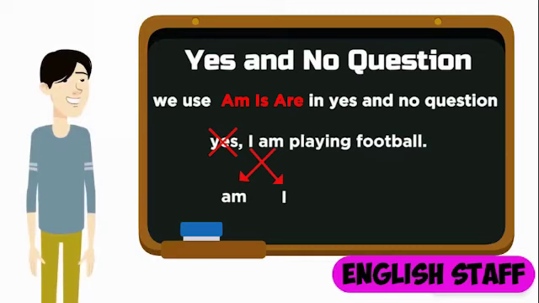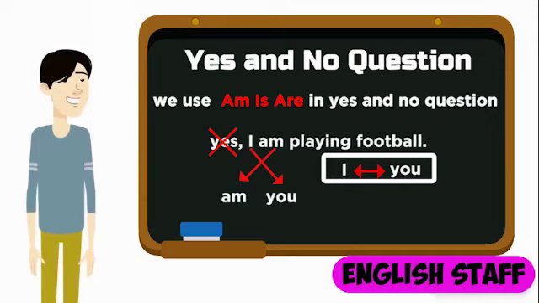Remember, when we have I in the answer, it turns to be you in the question. So I turns to be you, but there is a problem. The problem is we have you and we put with you am, and this is very wrong. So we will change am and we will make it are, because you takes are, not am. So the question will be, are you playing football?